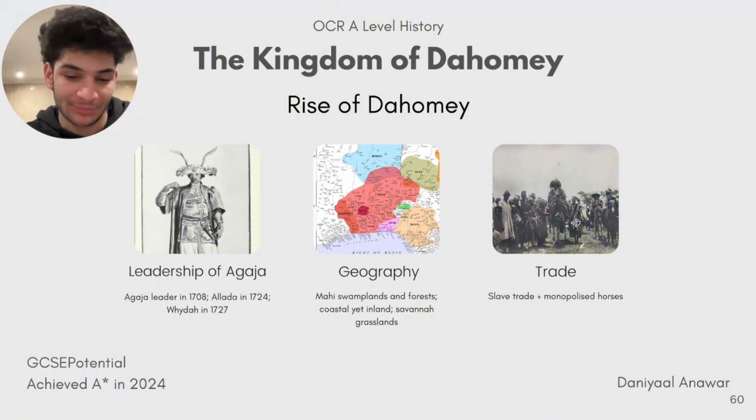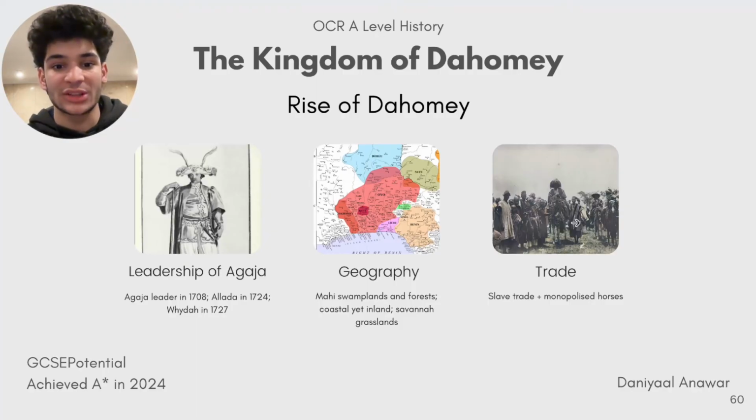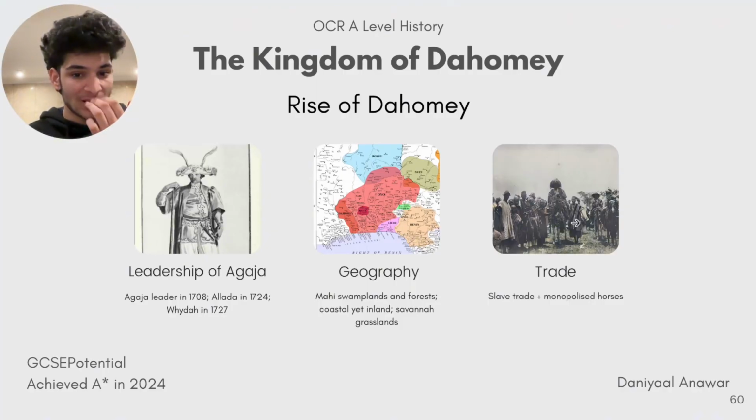Second point, geography. Geography is always important. So Mahi swamplands and forests surrounded Dahomey. And obviously if it's swampy, it's very difficult to navigate through. So those who knew how to navigate through had a really, really big advantage. And essentially made it far harder for the defenses to be penetrated at Dahomey. So that gave it a lot of strength.